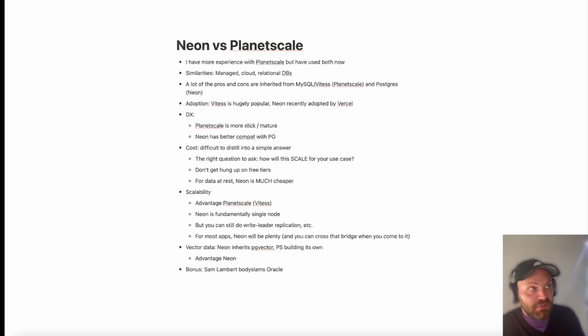And the fact that it's less than 1/10 the cost per gigabyte, it's like $1.50 on Planetscale versus 12 and a half cents for Neon. In an application like that, yeah, actually that's probably going to scale much better on Neon. So it kind of depends on your use case, like most things.